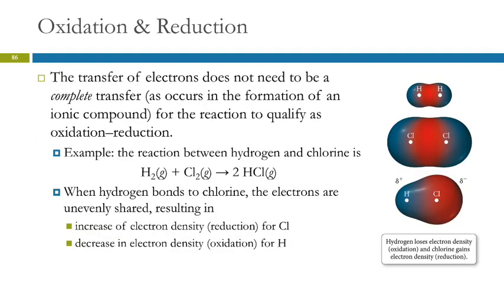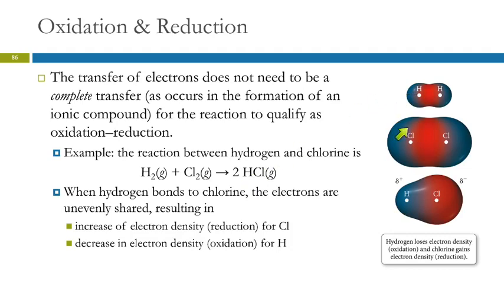So we can see that more clearly with ions, but we can also have an incomplete transfer of electrons between nonmetals, and it's still considered an oxidation-reduction reaction. So if we look at the reaction between hydrogen and chlorine, hydrogen is a molecule with two neutral atoms. Chlorine is a molecule with two neutral atoms. When they react, they form two molecules of HCl.